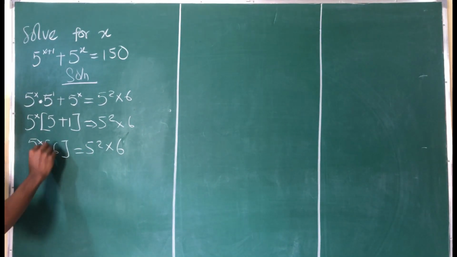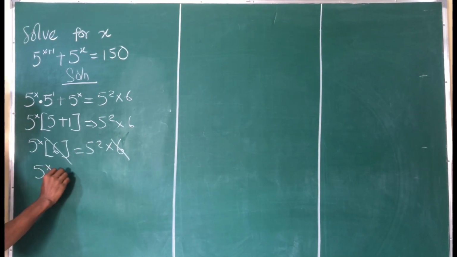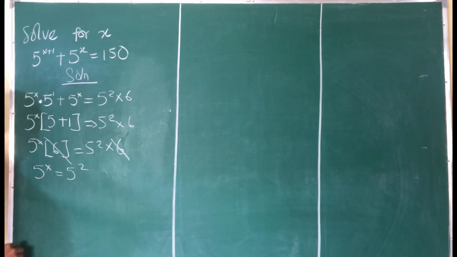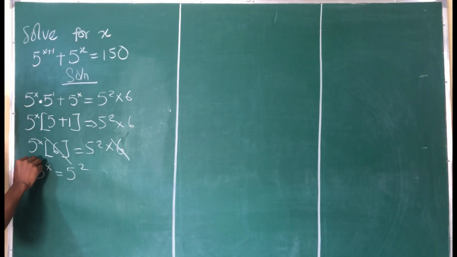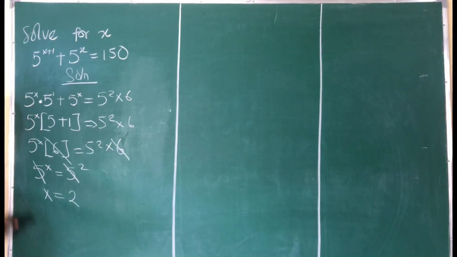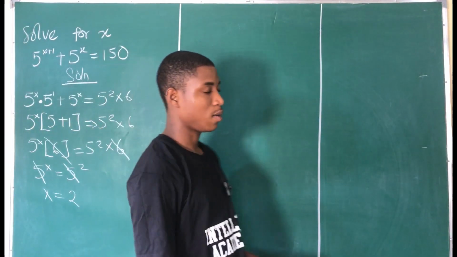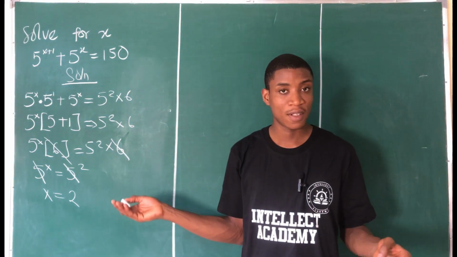What do you notice here? 6 will cancel 6. You're left with 5^x is equal to 5 squared. Of course, at this point, this will cancel this and the powers will be written as the base, so x equals 2. This is the concept, a very simplified way of solving this equation. The concept is very easy.